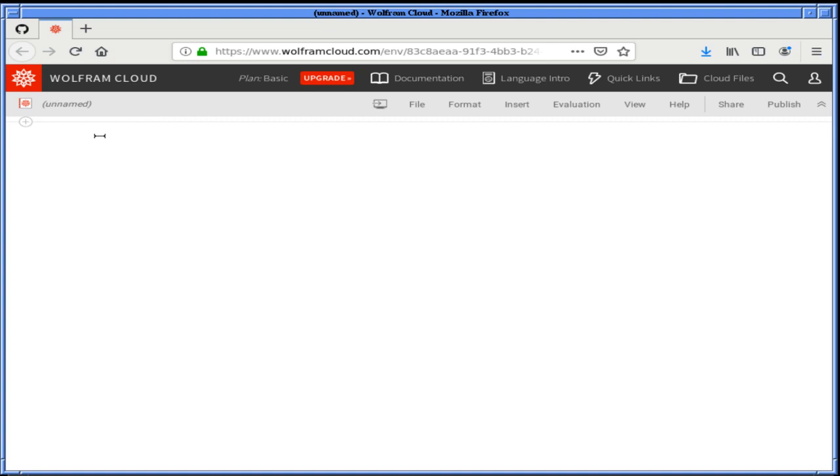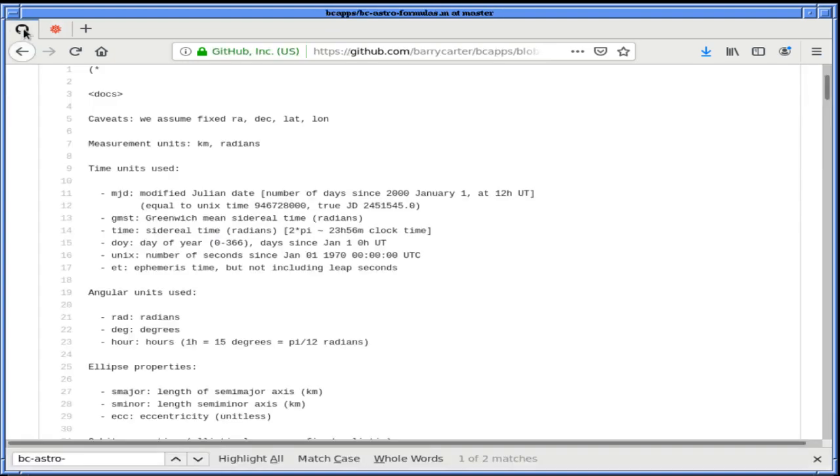So we're going to do all this, but actually the first thing we're going to do is not actually share this, because this is going to be sort of the documentation. This is in GitHub, and you can't really see the full URL, but it's bcastroformulas.m in the astro subdirectory. So the first thing we're going to do is figure out what things we need to do, what things are important to astronomers, or at least to me as an astronomer.